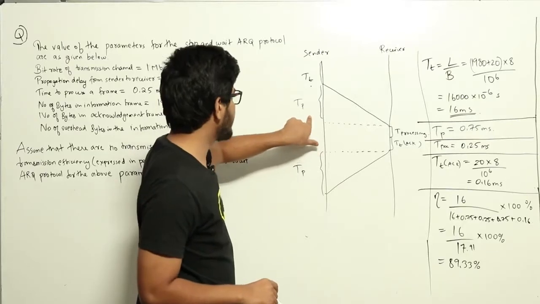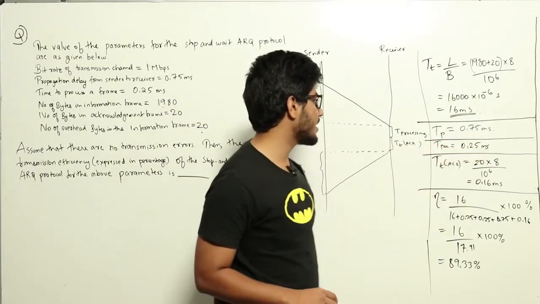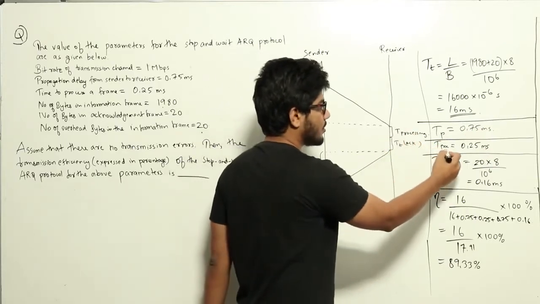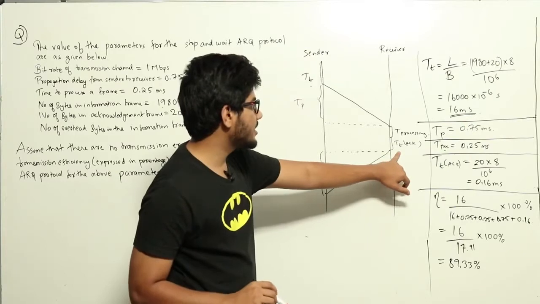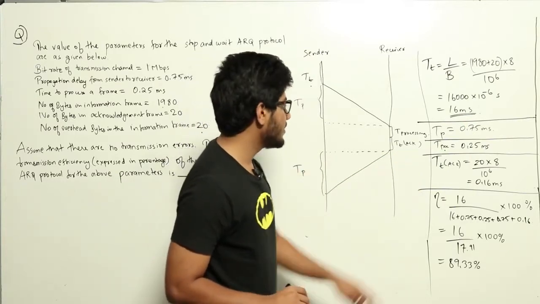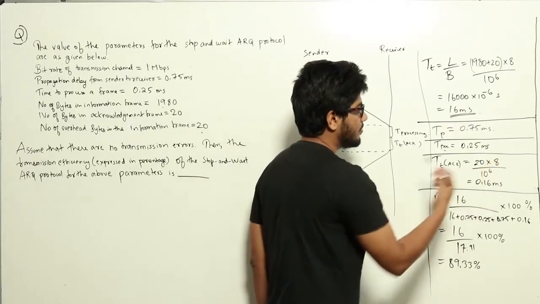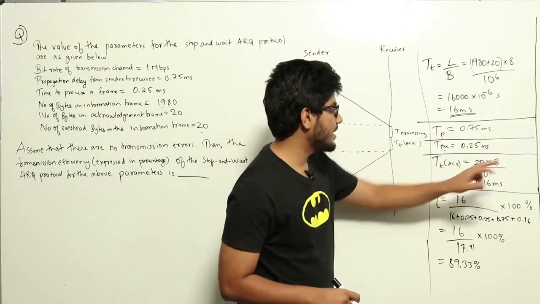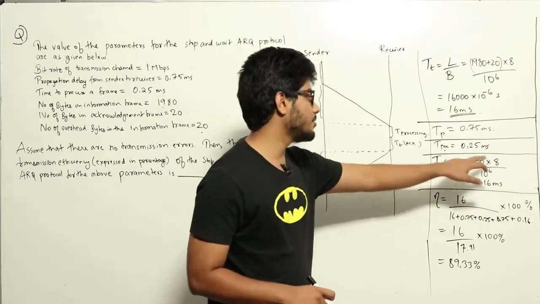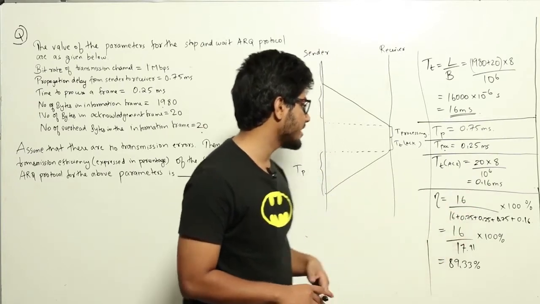Now we'll look at propagation delay. T propagation delay was given in the question, it was 0.75 milliseconds. The processing delay, T processing, is given here, it is 0.25 milliseconds. Now we'll look at transmission delay for the acknowledgement frame, which is T transmission for ACK, that is 20 into 8 by 10 raised to 6. 20 bytes is the length of the ACK, and we multiply by 8 in order to convert it to bits, divided by 10 raised to 6 megabits per second, that is 0.16 milliseconds.